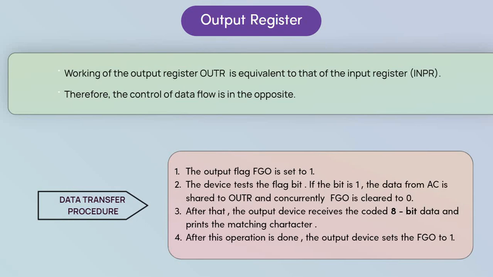Data transfer procedure. The output flag FGO is set to 1. The computer tests the flag bit. If the bit is 1, the data from AC is transferred to OUTR and concurrently FGO is cleared to 0. After that, the output device receives the 8-bit code and prints the matching character. After this operation is done, the output device sets FGO to 1.